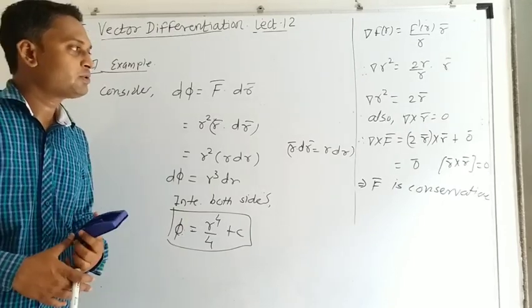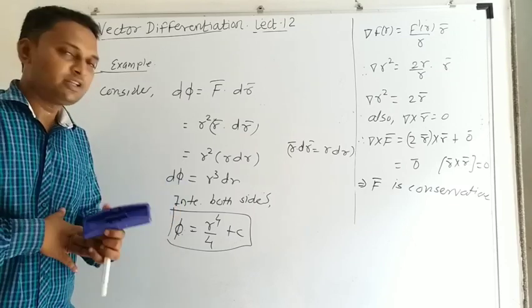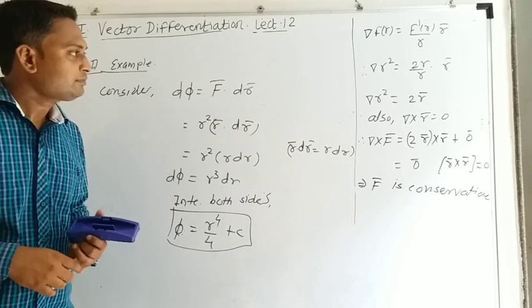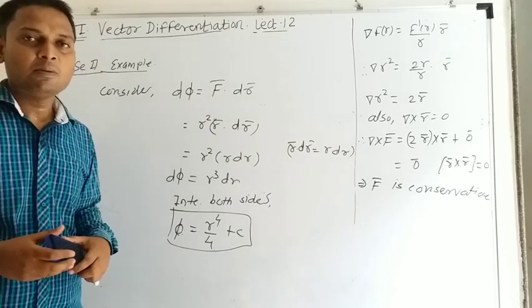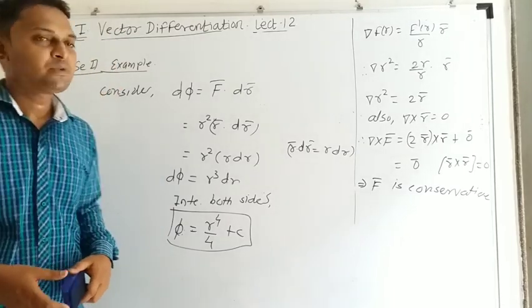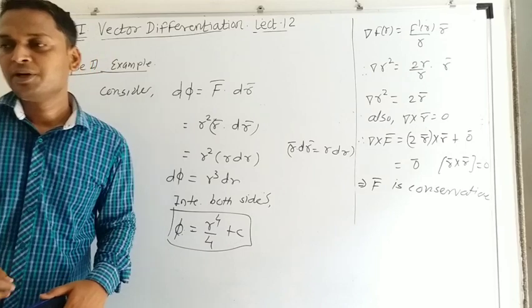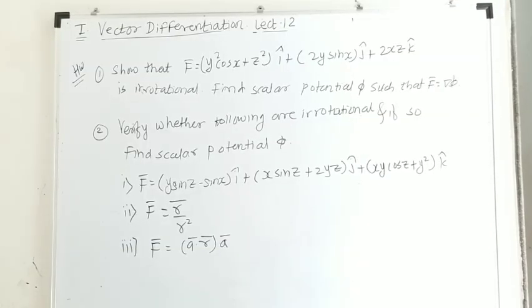So hope you have understood this type of example. A few examples for practice also I am going to give on this particular type, and that will complete our scalar potential part after that. Okay, if you have any kind of doubt, you can ask in the comment box. Some examples I will give, you try to complete them. So these are some examples.